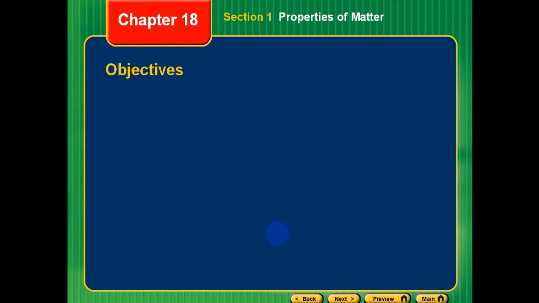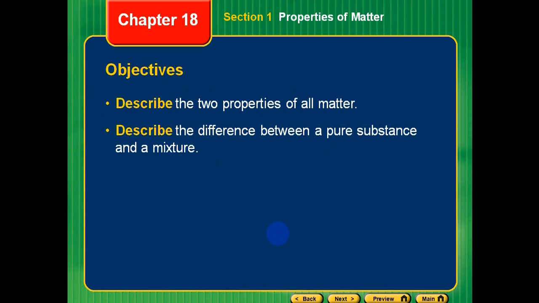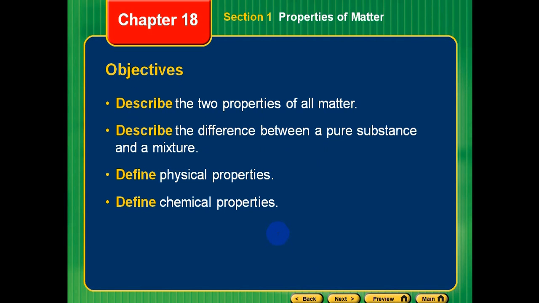Objectives, what we are going to learn in this section. Describe the two properties of all matter. Describe the difference between a pure substance and a mixture. We will know the difference between them. And we will define the physical properties and chemical properties for matter. And how matter is organized.